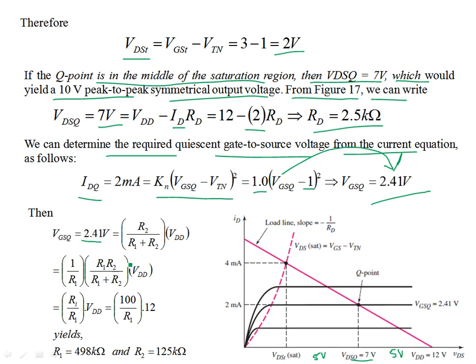But we know what R1 and R2 are. The parallel combination of R1 and R2 is supposed to be equal to 100 kilohms. So how can we use this relation? You can use this information over here. VDD is now 12 volts.